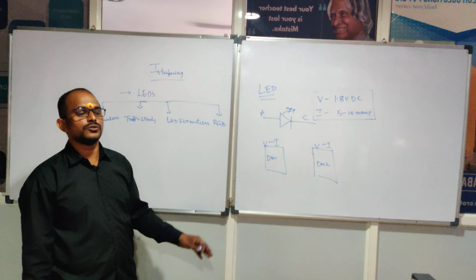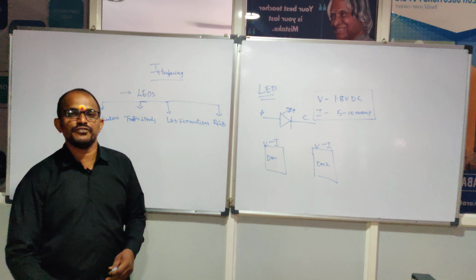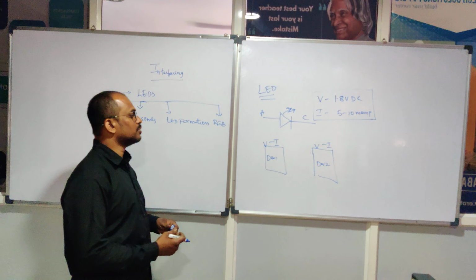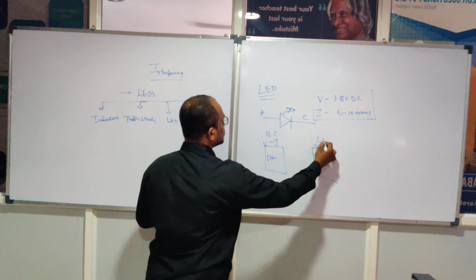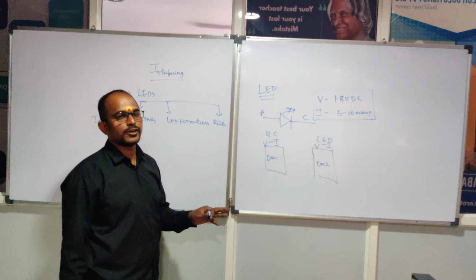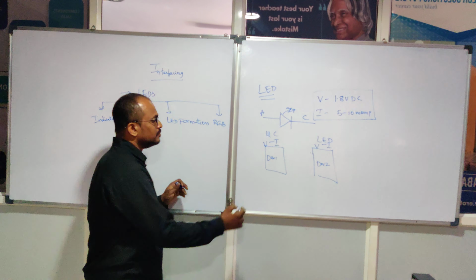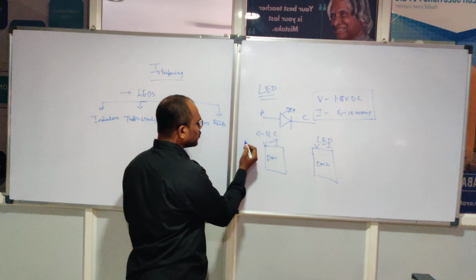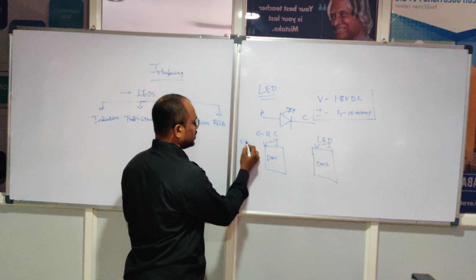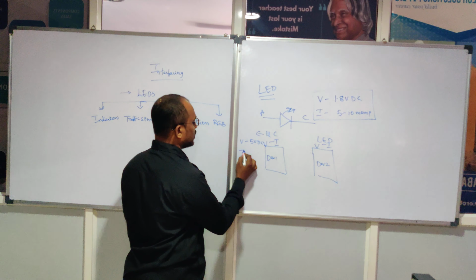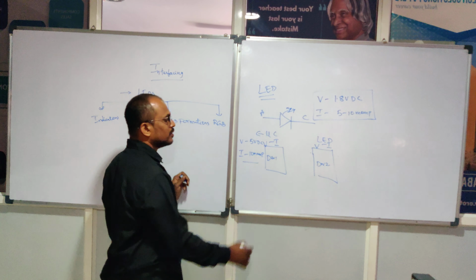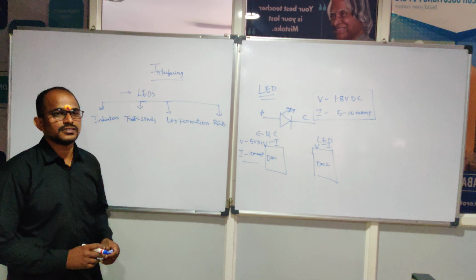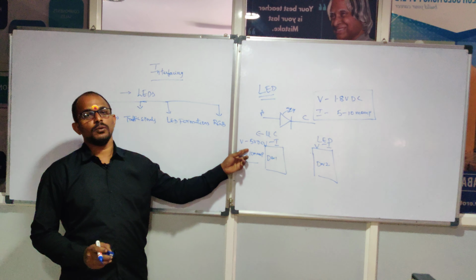But the microcontroller works with a different operating voltage. In our case, this is your microcontroller and this is your LED. The microcontroller voltage is 5 volts DC and the current it provides is up to 10 milliamps max. So these are the two characteristics of voltage and current from the microcontroller.